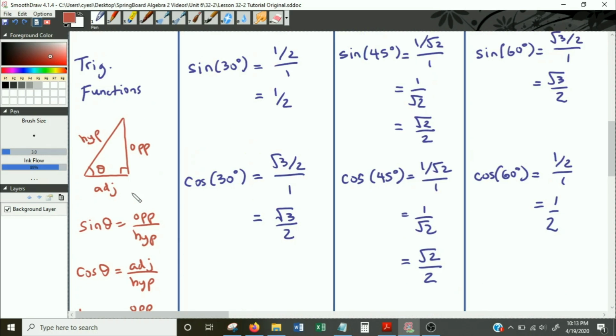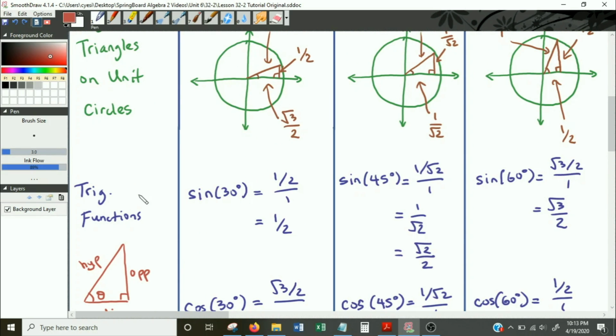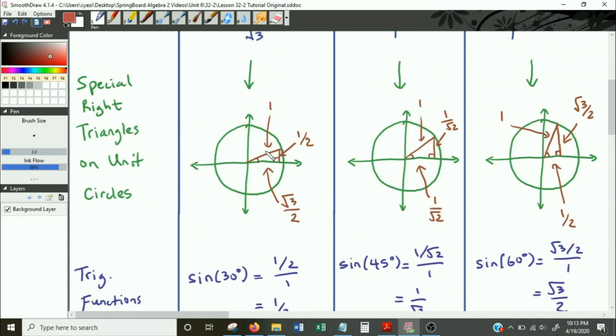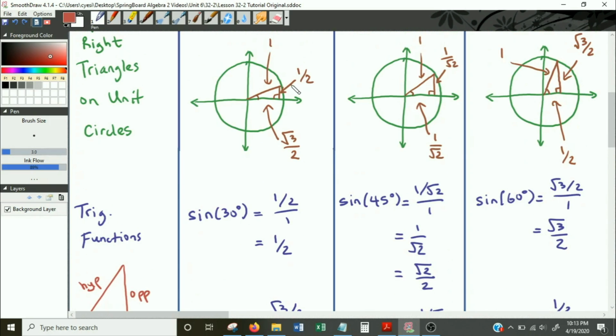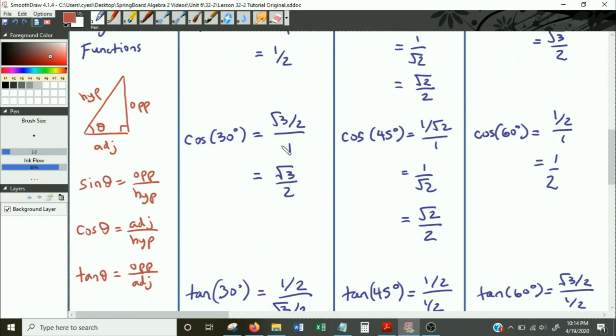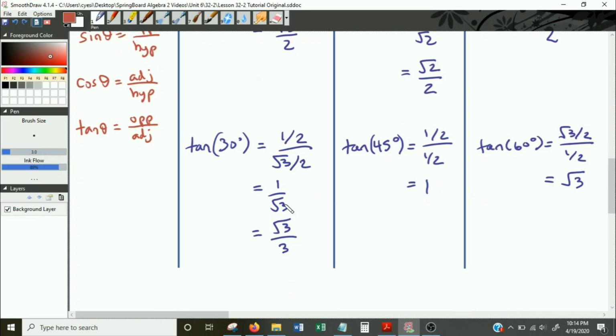Now briefly I'm going to go through the sine, cosine, and tangent for each of these. For the 30, 60, 90 triangle, sine of 30 is opposite over hypotenuse, so it's 1/2 over 1, which is half. Cosine of 30 is root 3 over 2 divided by 1, so it's root 3 over 2. The tangent is half divided by root 3 over 2, which is 1 over root 3, and if I rationalize the denominator, it's root 3 over 3.